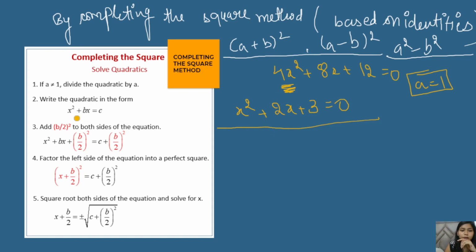So here, x square plus bx equals c. If a is not equal to 1, divide the quadratic by a. So here it is 1. Okay, just make it 1. Now you have made it 1. Since it is like 2x, what you can do is, for 2x, you can do it like this.